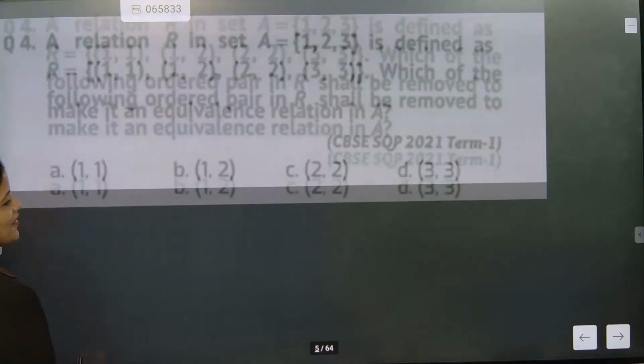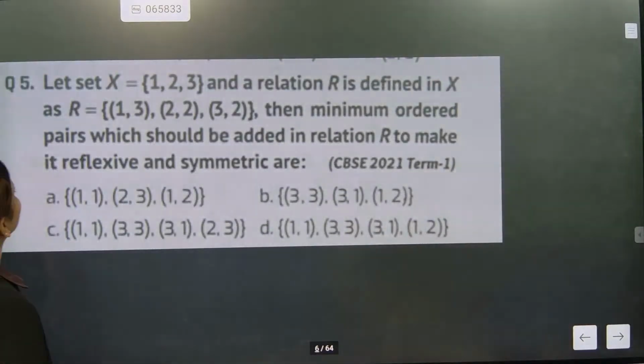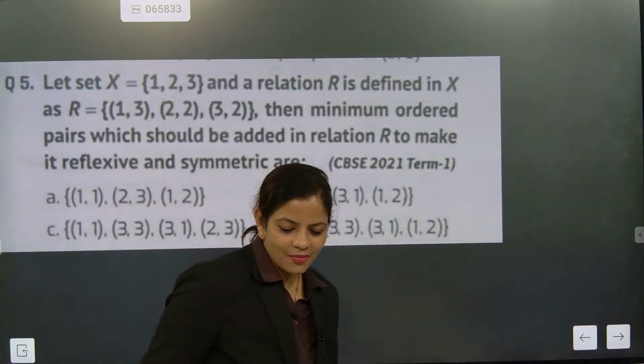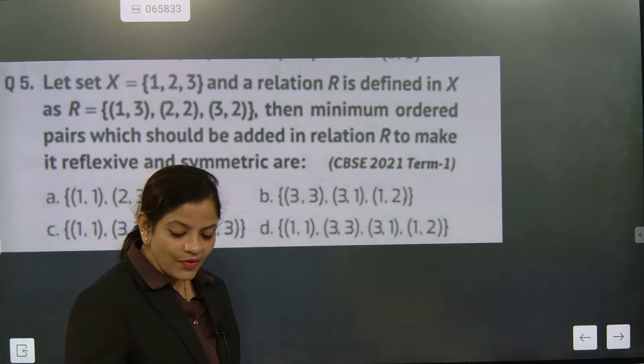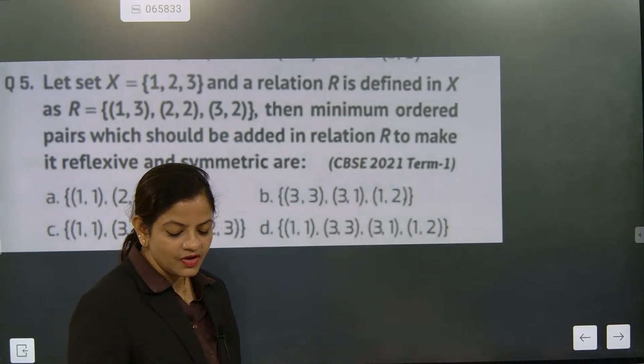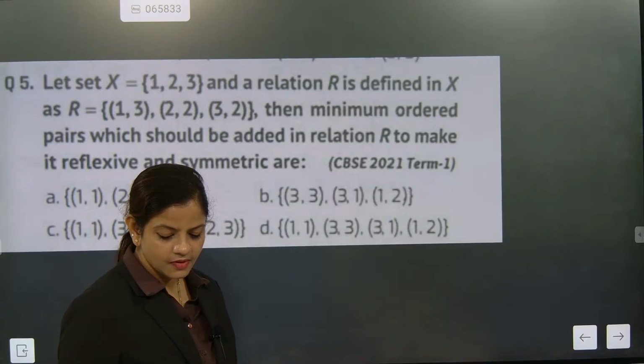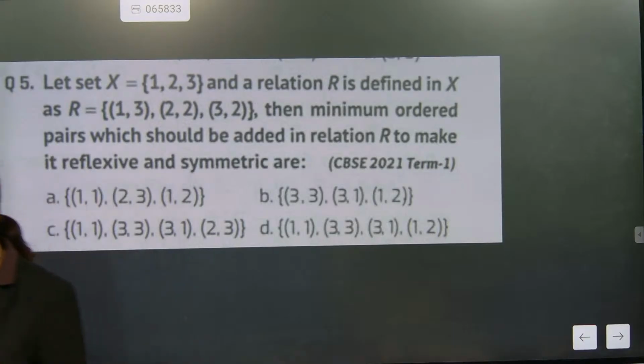Okay. Now we will go for the next question, which is question number 5. Come on, children, start answering question number 5. Chalo, Santosh, start, beta. Once you start answering, you will feel confidence.